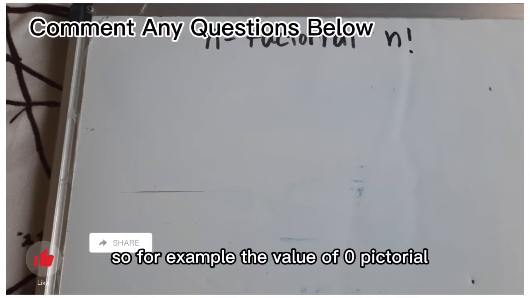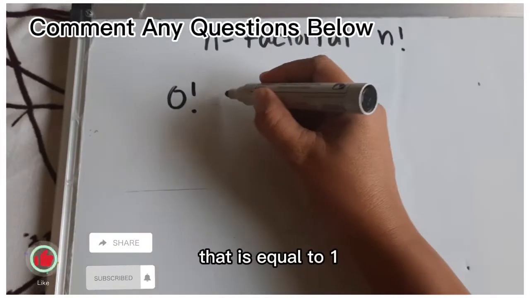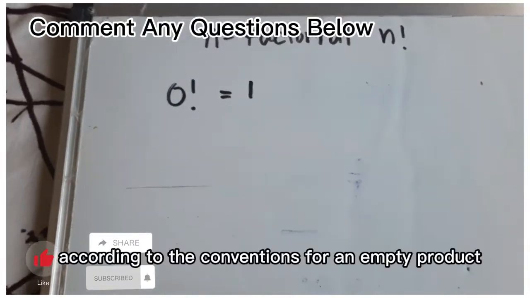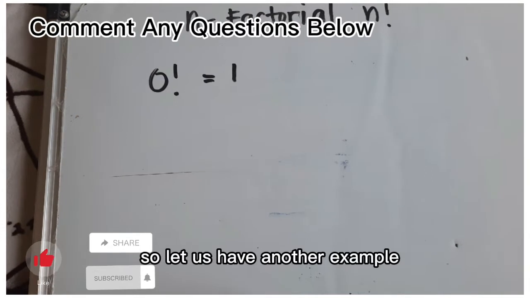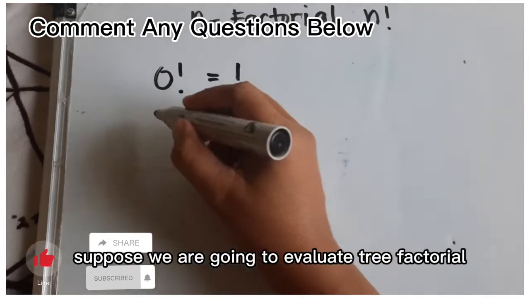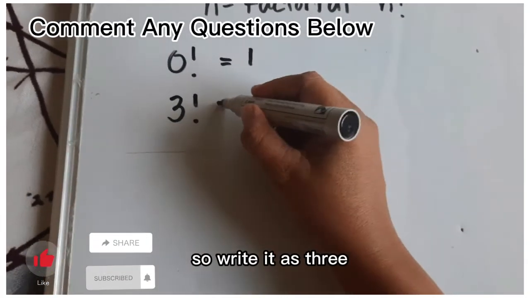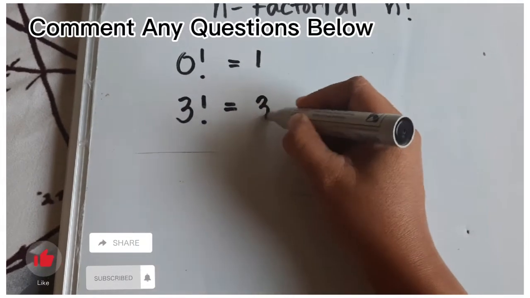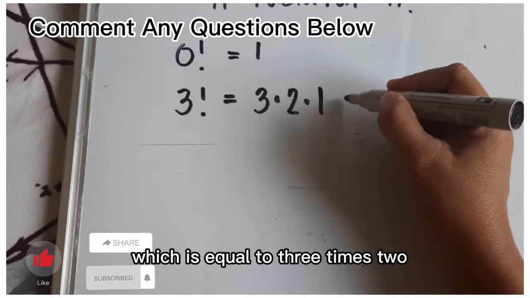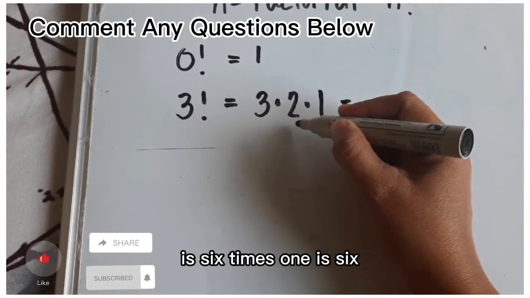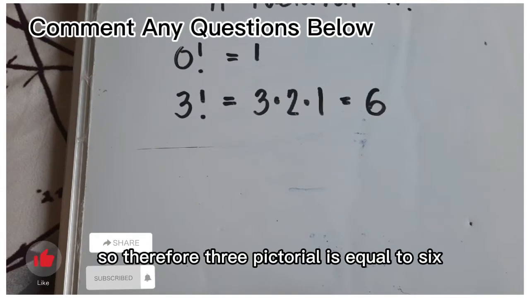For example, the value of 0 factorial is equal to 1, according to the conventions for an empty product. Let us have another example. Suppose we are going to evaluate 3 factorial. How are we going to write it? We can write it as 3 multiplied by 2 multiplied by 1, which is equal to 3 times 2 is 6, times 1 is 6. Therefore, 3 factorial is equal to 6.